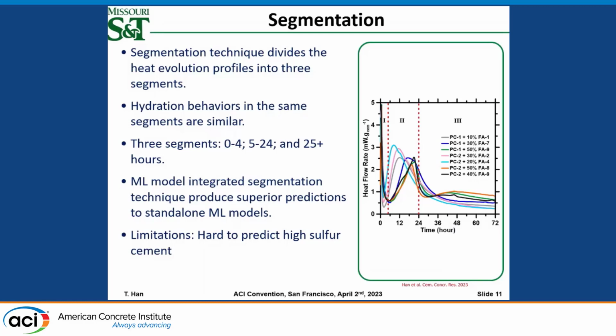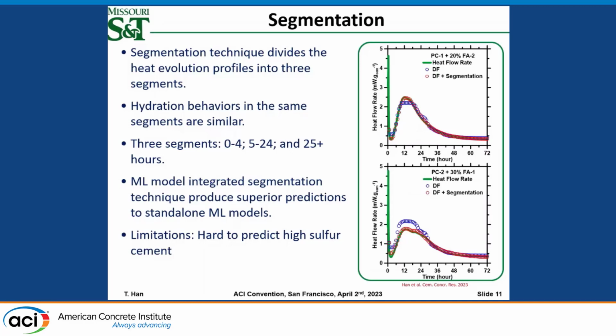Here is the prediction result. I'm not sure if you can see the colors, but the red one is the model with the segmentation method, and the blue one is the standalone model. So you can see the segmentation method improves the prediction performance here.